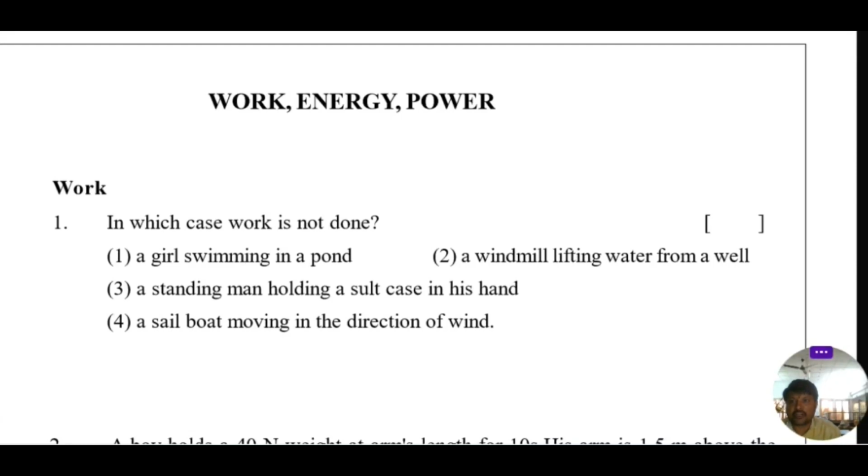Hi everyone. Today we are going to learn the work, energy and power chapter. Today's goal is to solve the given problem. Let's start it. In which case is work not done?